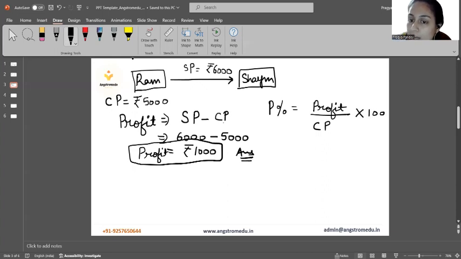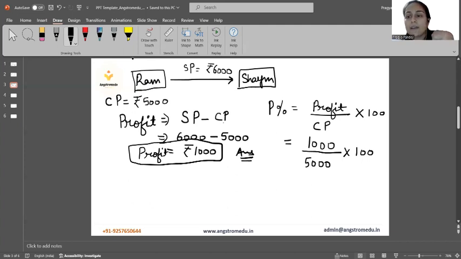All right. So we can see here is profit. We have already calculated that, it was 1000. Now, we divide it by cost price, so we know that cost price was 5,000. And we have to multiply it by 100 because we are talking about the percentage. When we want to convert any number into percentage, we are supposed to multiply that particular thing by 100.